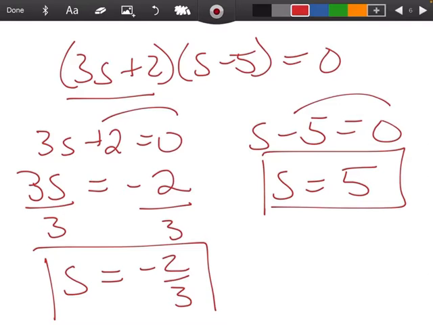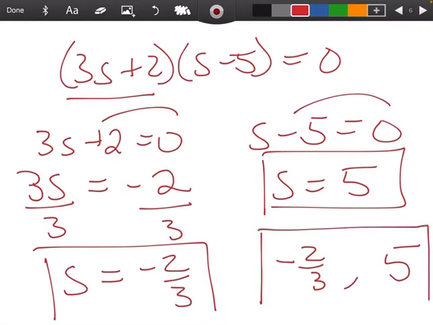When you're doing this in MyMathLab, the numbers that you'll enter should just be negative 2/3, and then a comma and 5, because it's going to ask you to separate your answers by a comma. I believe all you need to do is enter in this right here.